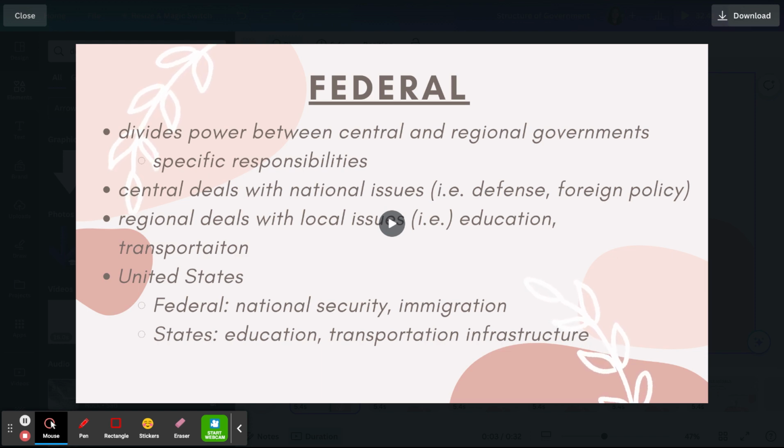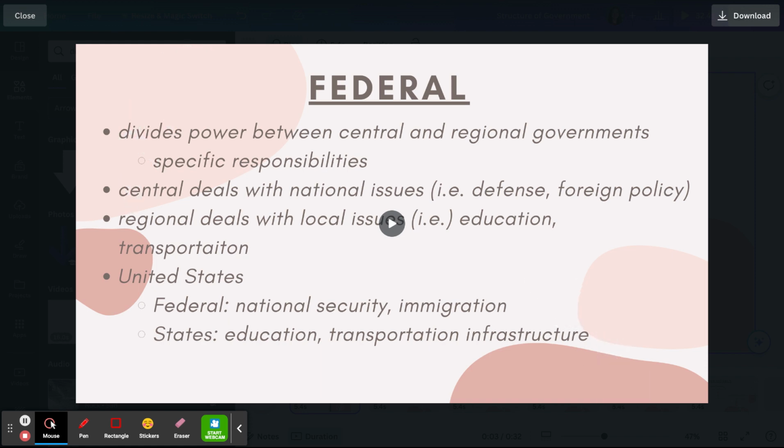Typically, within a federal system of government, the central government is responsible for national issues that would apply to all parts of the country. This includes things like defense, talking about things like military and foreign policy, so building relationships with other countries. The regional governments or local governments typically depend on local issues. So, for example, they may help to run the education system or the transportation system.